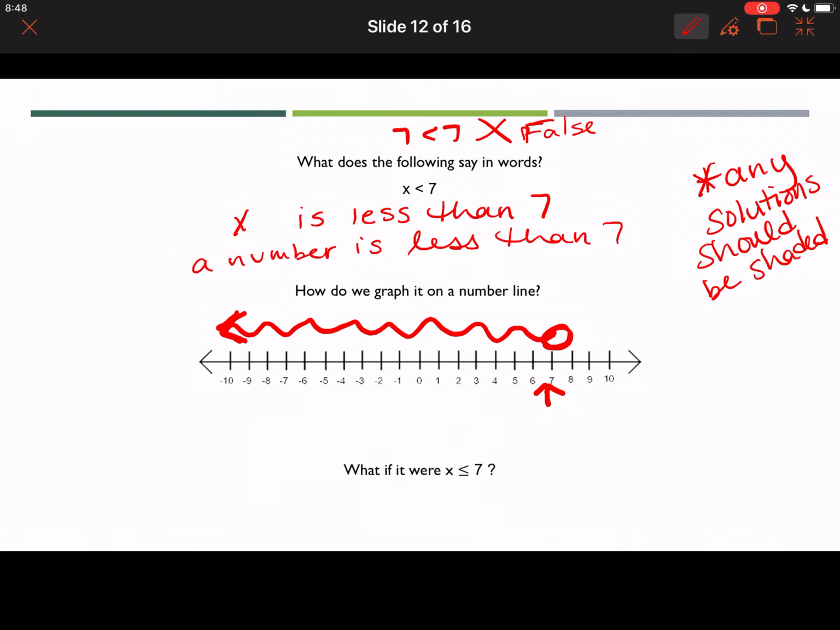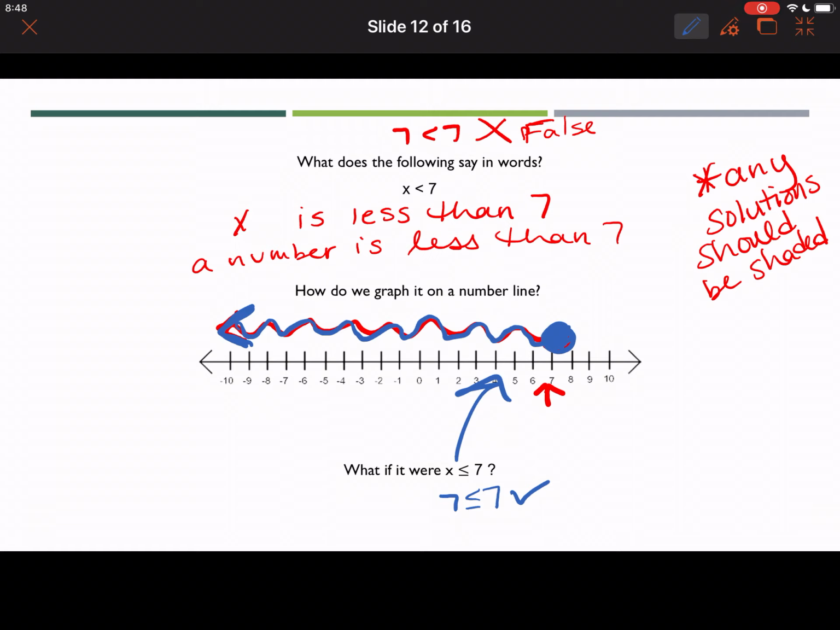Now, what if we had said X is less than or equal to 7? How would that change things? So let me do this in a different color. It would still be all these numbers to the left of 7. So we would still shade this down here and go on forever and ever. But if it's X is less than or equal to 7, 7 now is less than or equal to 7. So 7 would be included. So we would take this point and we would shade it. So this graph now, the blue one, is X is less than or equal to 7.